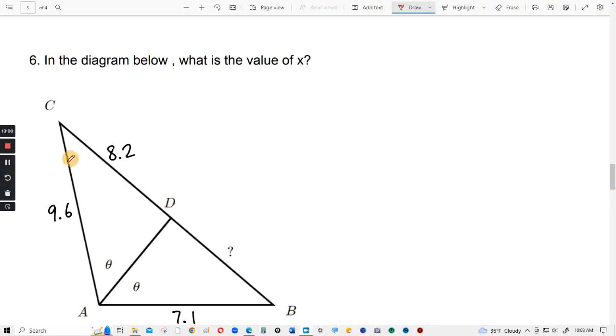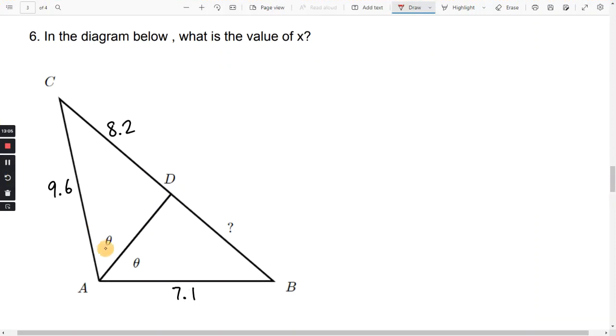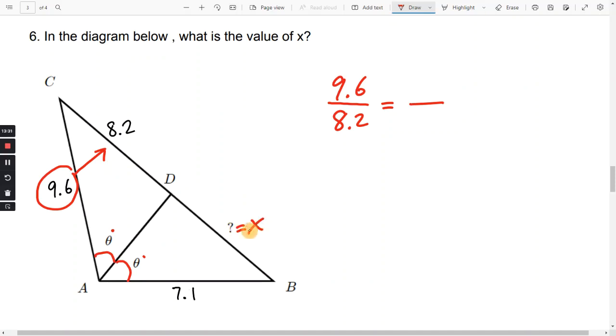Alright, this one here we did on Khan Academy. This is just the angle bisector theorem. Okay, we see both of these angles are marked the same, so we know those two angles are congruent. So we can set up the two fractions with the side lengths. Okay, so I'm going to say this divided by 8.2 is going to equal, well, I'll let the question mark equal x. And that's going to equal 7.1 divided by x.